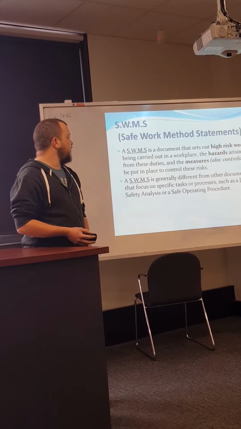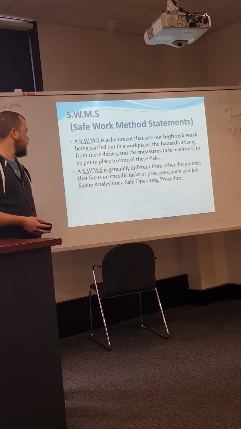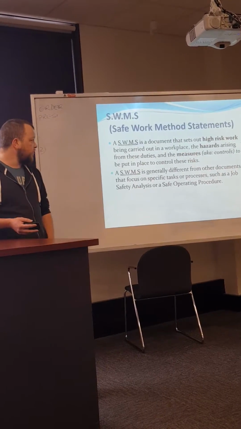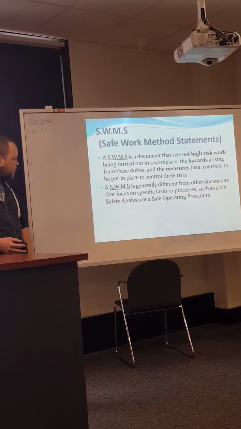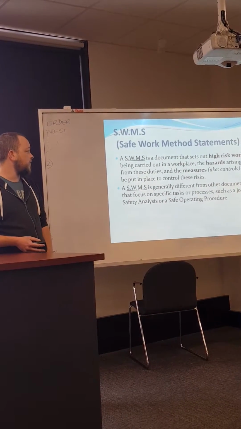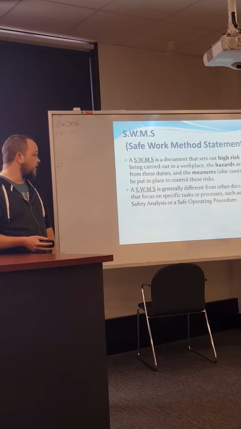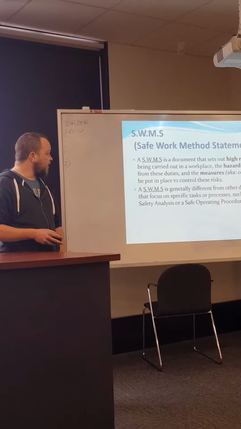First off, the SWMS, or like I said, Safe Work Method Statement. A SWMS is a document that sets out high-risk work being carried out in the workplace, the hazards arising from these duties, and the measures or the controls which are put into place to mitigate the risk, basically. A SWMS is generally different from other documents that focus on specific tasks or processes, such as a JSA or an SOP. What this basically means is a SWMS, like I said, is for high risk.